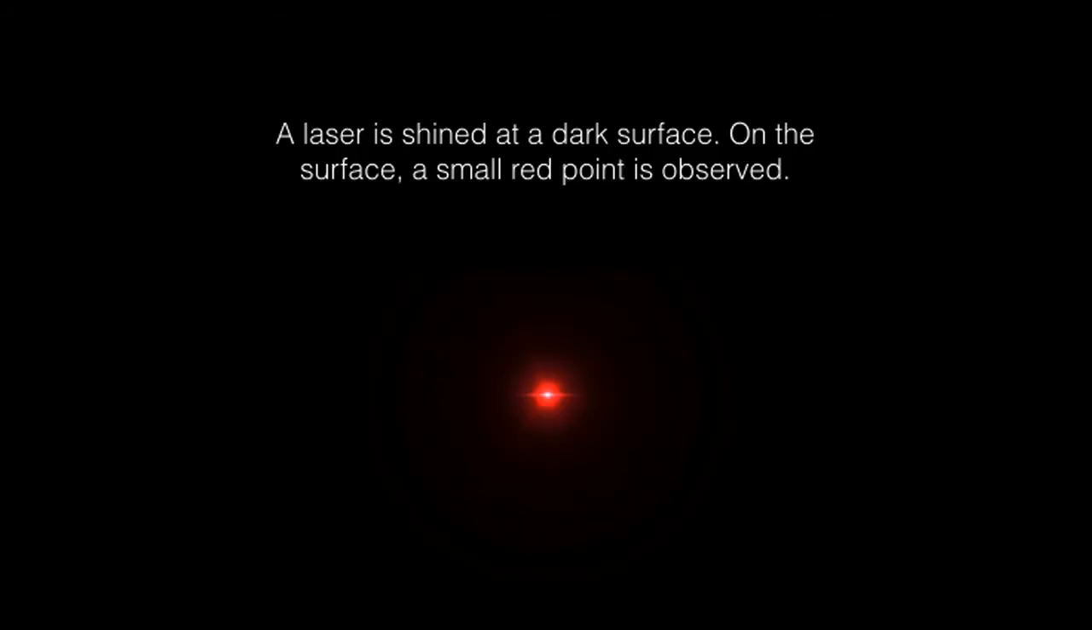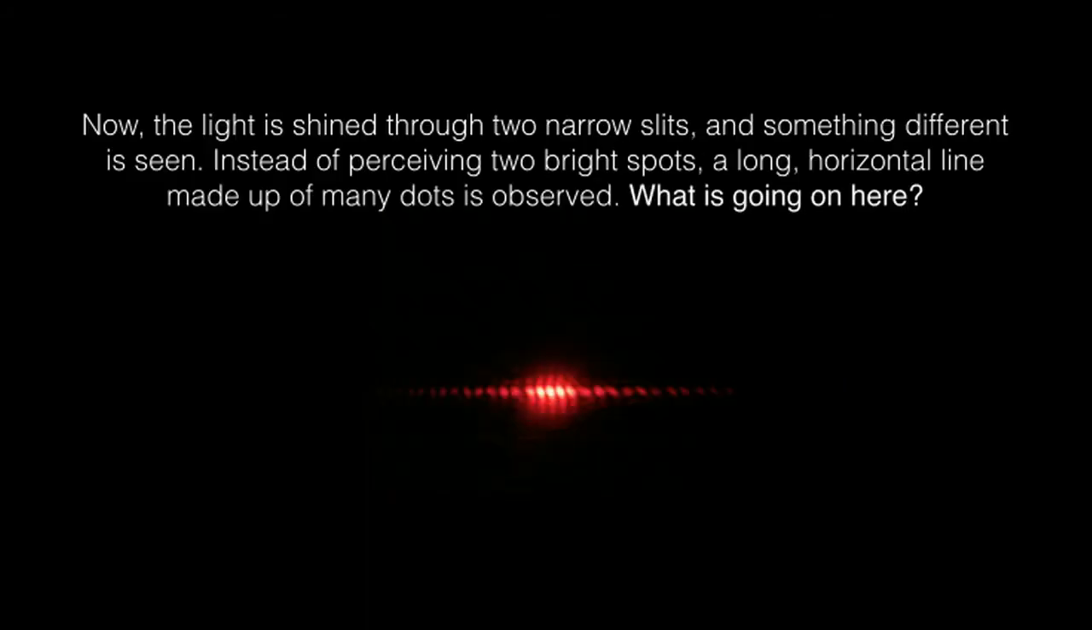A laser is shined at a dark surface. On the surface, a small red point is observed. Now, the light is shined through two narrow slits, and something different is seen. Instead of perceiving two bright spots, a long horizontal line made up of many dots is observed. What is going on here?